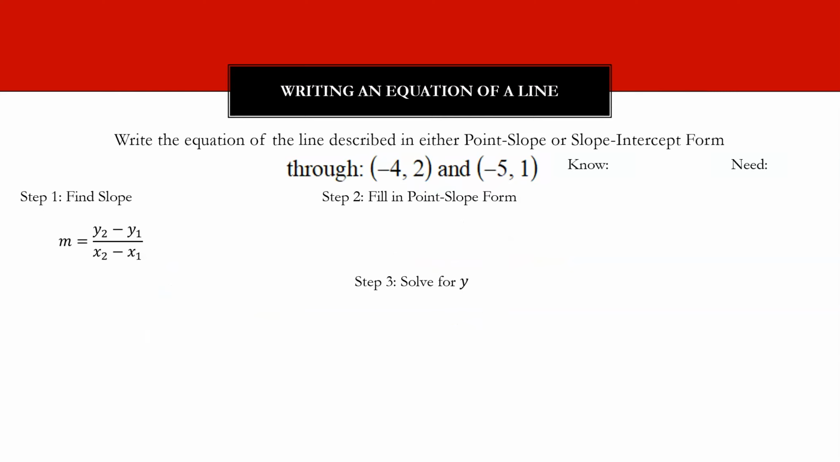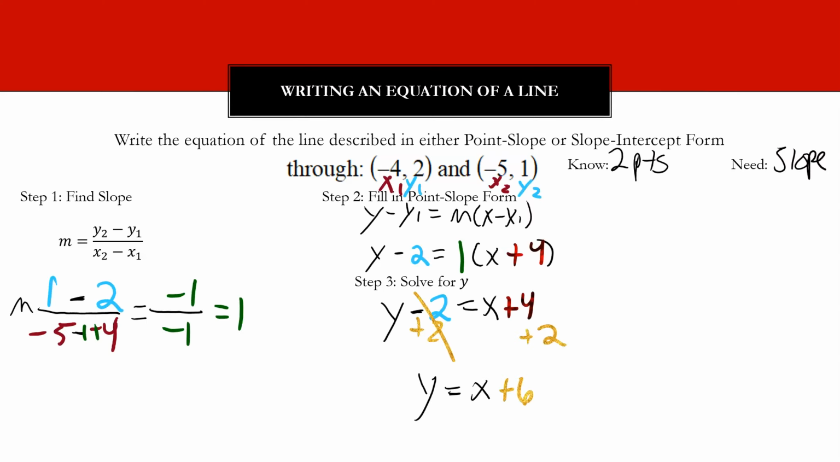All right, why don't you hit pause and you try this one. All right, so then our final equation, if we went into slope intercept form, was y equals x plus 6. If we left it in point slope form, we would have y minus 2 equals 1, or you could have just left that as an empty space, times x plus 4. If you had done the other point, x2, y2, you would have gotten y minus 1 equals 1, or an empty space, times x plus 5.